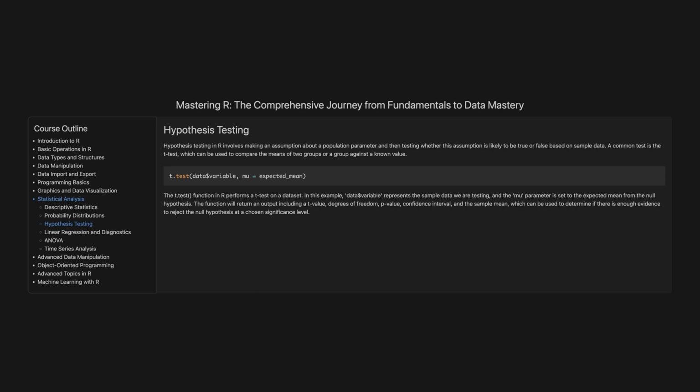In this example, the data variable represents the sample data we are testing, and the mu parameter is set to the expected mean from the null hypothesis. The function will return an output, including a t-value, degrees of freedom, p-value, confidence interval, and the sample mean, which can be used to determine if there is enough evidence to reject the null hypothesis at a chosen significance level.